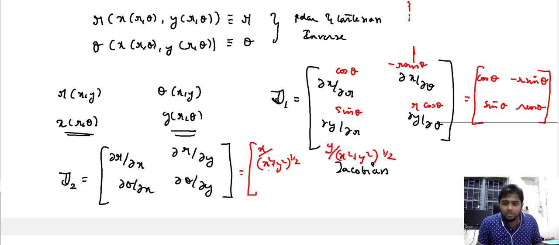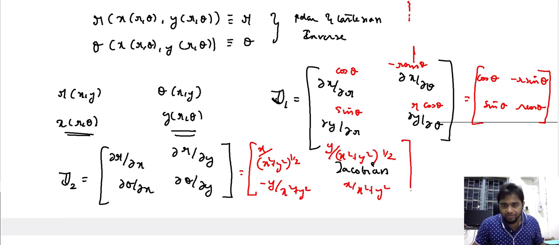Now ∂θ/∂x will be of this form. Of course, there will be a tan inverse; we need to extend it and take the derivative of it, and it would be of the form minus y by (x² + y²), and this term would be x by (x² + y²). So what we have essentially done is translate these partial derivatives to exact terms involving x and y.